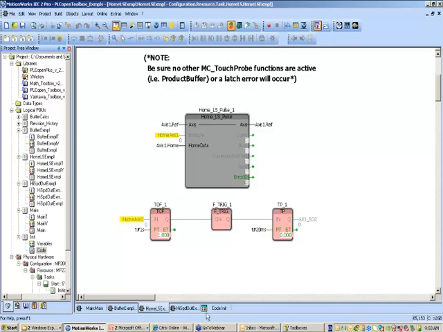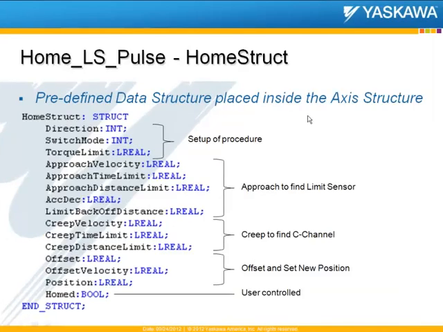A little more about this home structure. Inside the home struct, which is also placed inside the axis structure, by the way, you have things for setup, which is direction and switch mode. You have your approach configuration, your creep configuration, and then your offset and new position configuration. There's also a bit in here for homed. This is all user controlled, so the function block does nothing with this. This is for external use. Typically on a power-up that requires homing, you would initialize this to false, and then at the end of the procedure, the user program would set it to true and things of that nature.